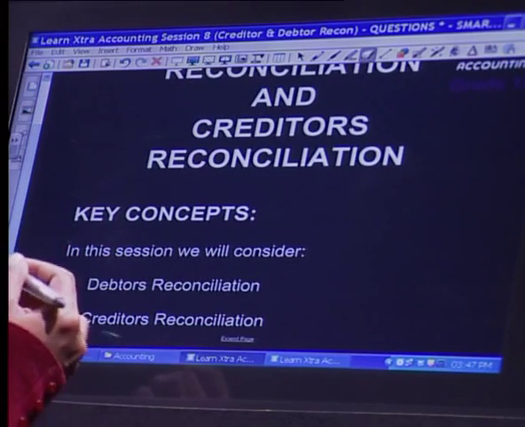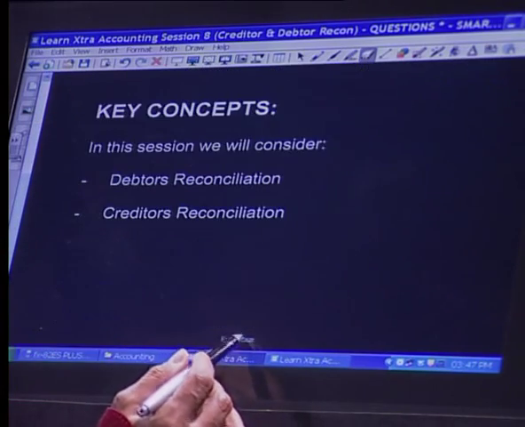In today's lesson, we're going to be focusing on debtors and creditors reconciliation. So let's just quickly recap on debtors first, and then we'll look at your creditors. Right, we're starting off with debtors.